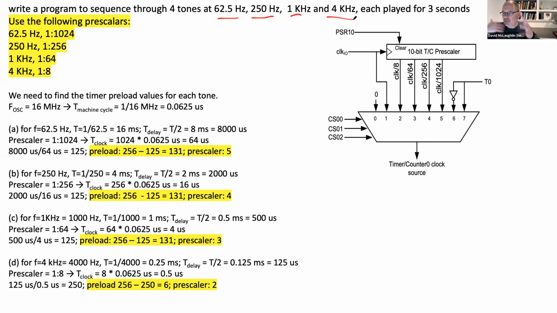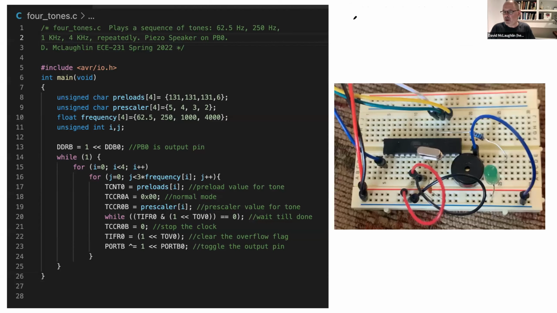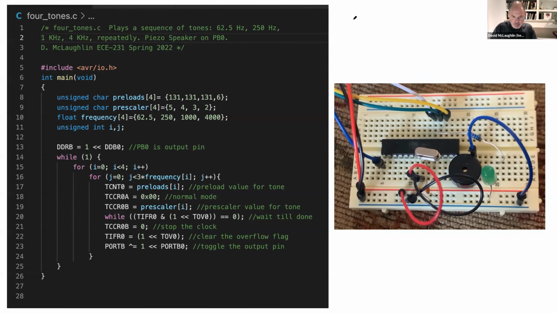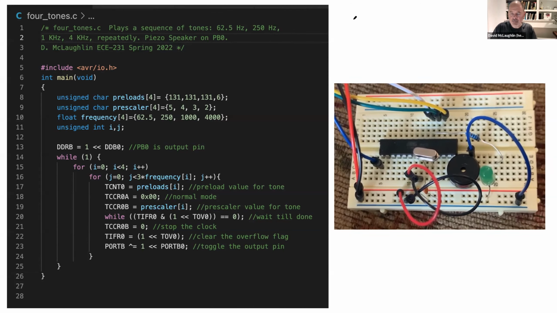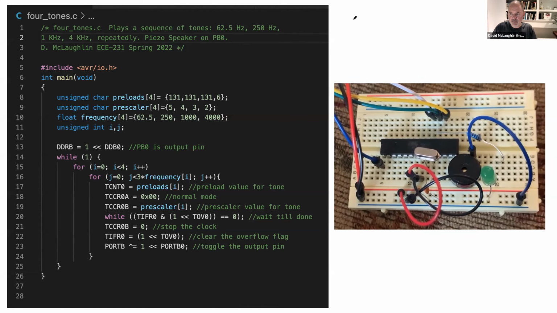And so to do this, I'm walking through and choosing different prescalers. So the code's a little more complicated, but when I run it, you should hear it sequencing through 4 tones. And so let's see if I can do that. Maybe I even turn up the gain on this microphone. I'll try that. All right, I'm going to run this. All right, did you hear 4 tones there?